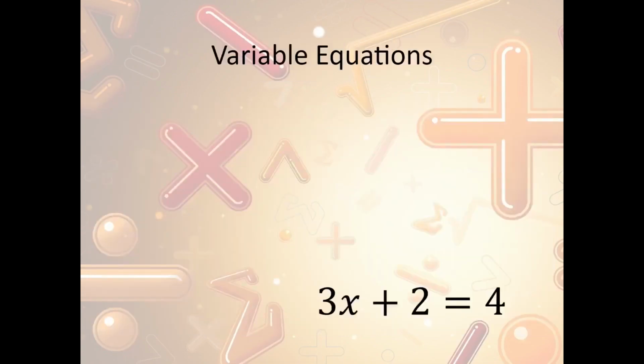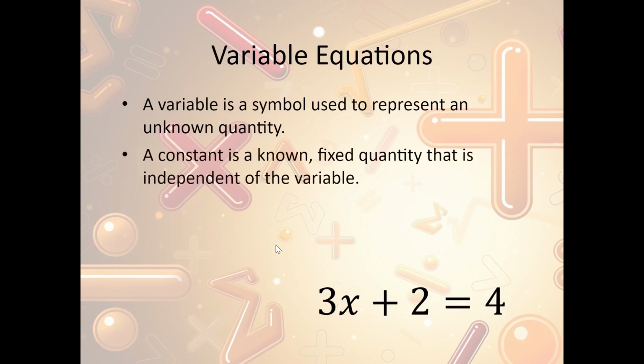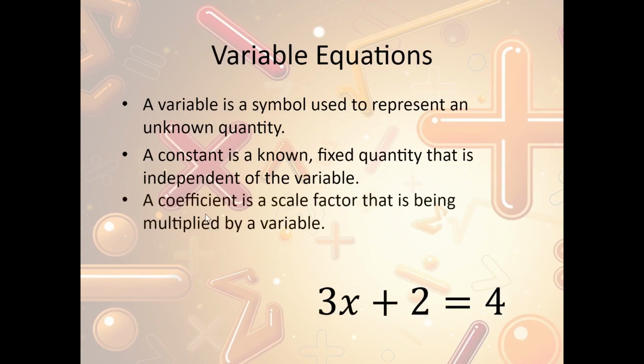Now, what are variable equations? A variable is a symbol used to represent an unknown quantity. In this case, it is the x. It's the unknown. It's some letter, usually. A constant is a known fixed quantity that is independent of the variable. So it's a value that we do know. For instance, 2 would be a constant. And a coefficient is a scale factor. It's what we're multiplying the variable by.